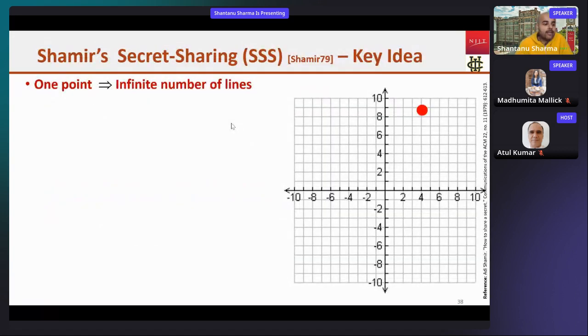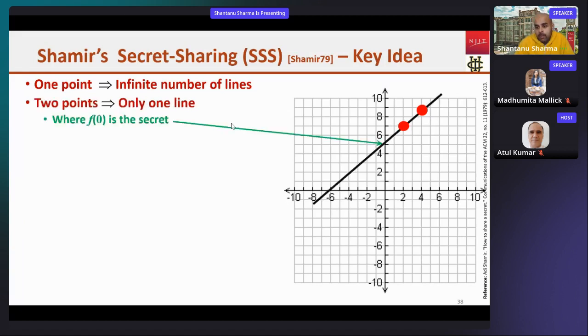So what happens in secret sharing? This is the high level idea of secret sharing. Let's say on a graph paper, I give you a single point and I ask you a question: how many lines can you draw? Of course, from one point a user can draw multiple lines and they can go anywhere. Infinite number of lines, not multiple.